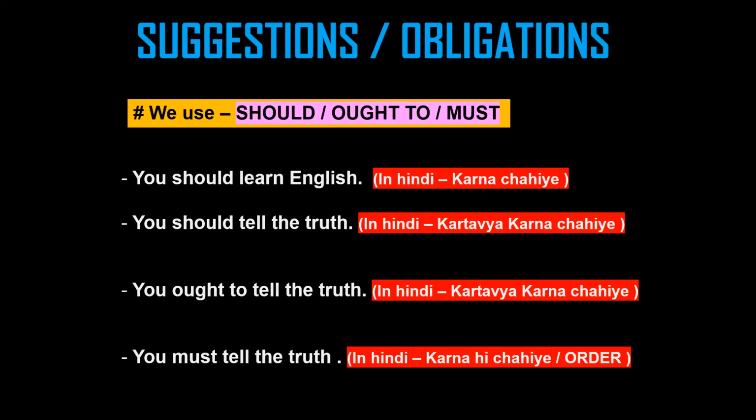All these sentences are correct. You should learn English. You should tell the truth. You ought to tell the truth. You must tell the truth. All the sentences are correct. Ought to or must are the obligations. What does it mean, obligations? You have to do, definitely, 100%. And what is suggestion? It is in the form of advice.